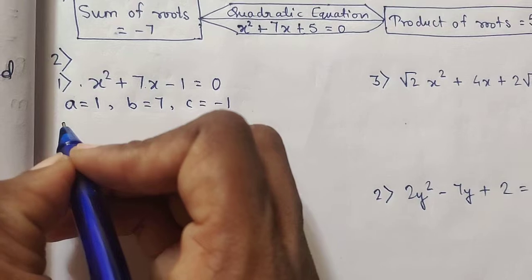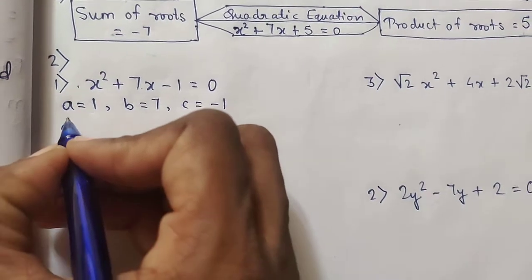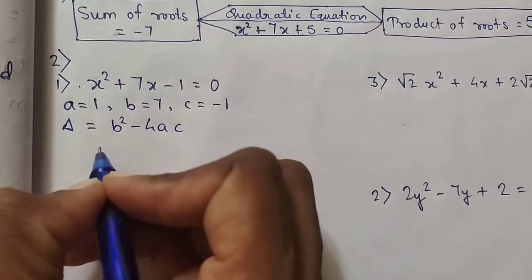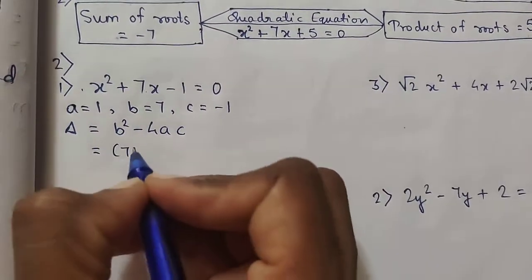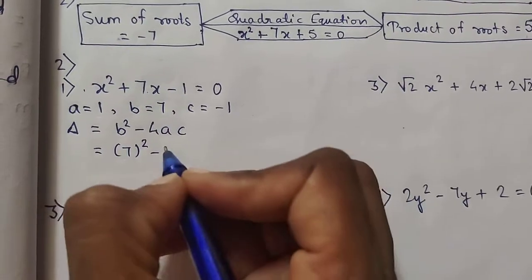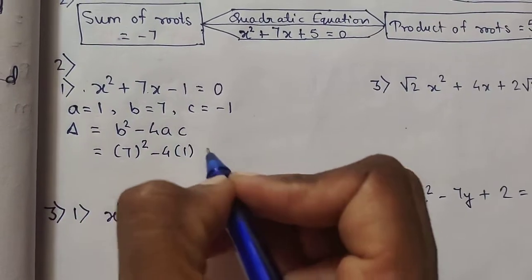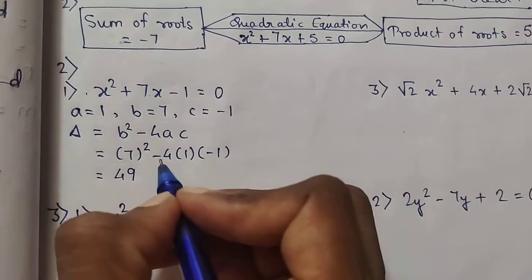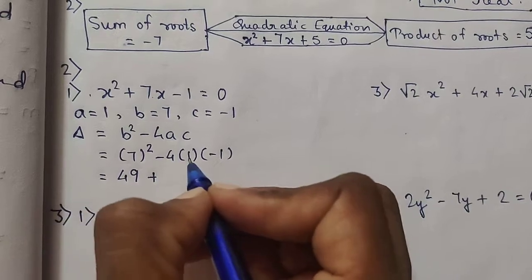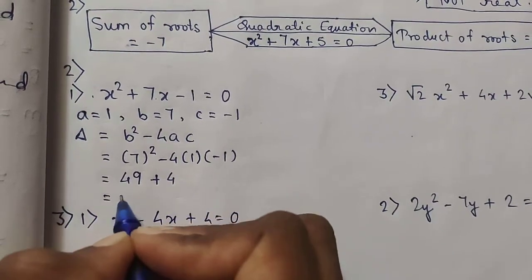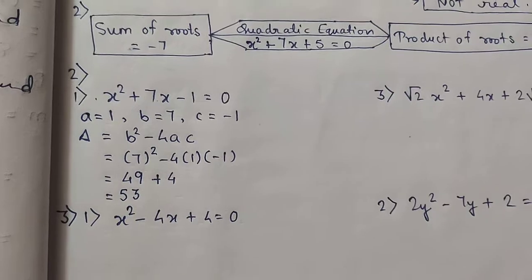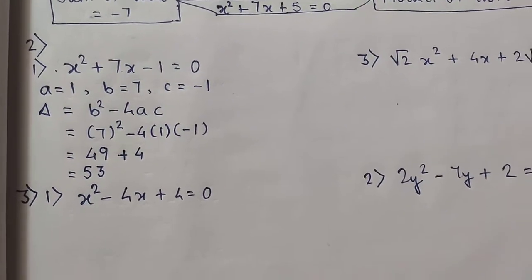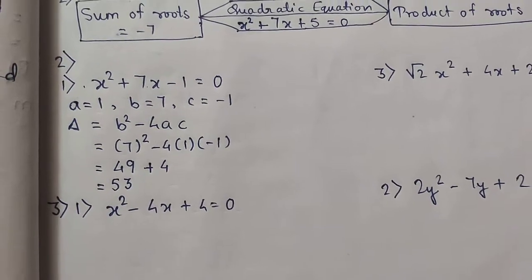Now I want to find out the value of discriminant, and you know what is discriminant? Delta. So B square minus 4AC. Let us find out this. First we have to take square of B, that is 7 square minus 4. Then what is A? 1. What is C? Minus 1. Now what is square of 7? 49. This minus minus becomes plus 4, 1 into 4. And if you add this, you are going to get 53. 49 plus 4, 53. Now I have solved the first one. Now the second one you can do on your own.